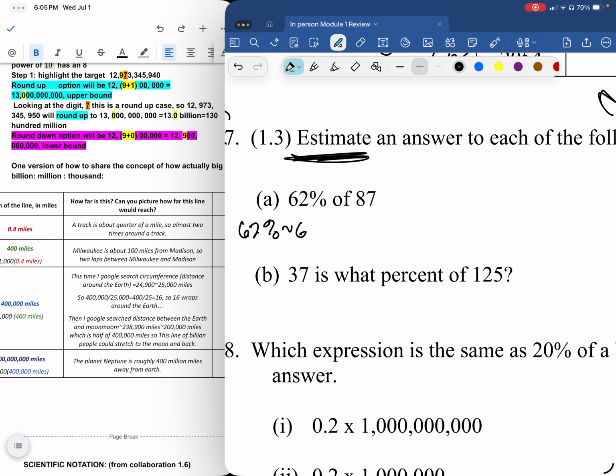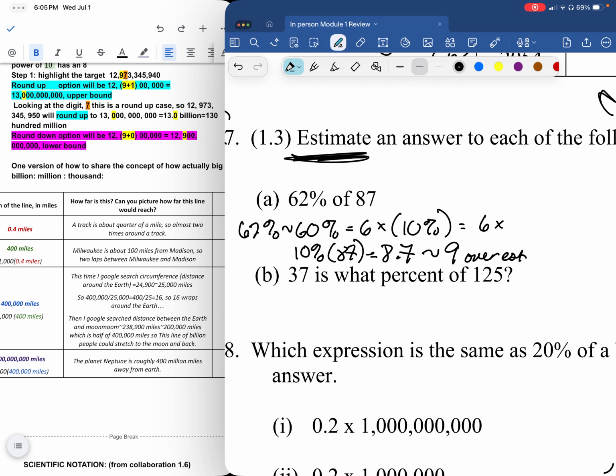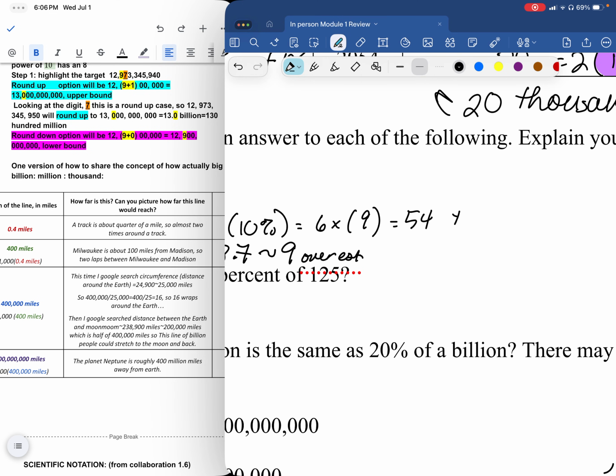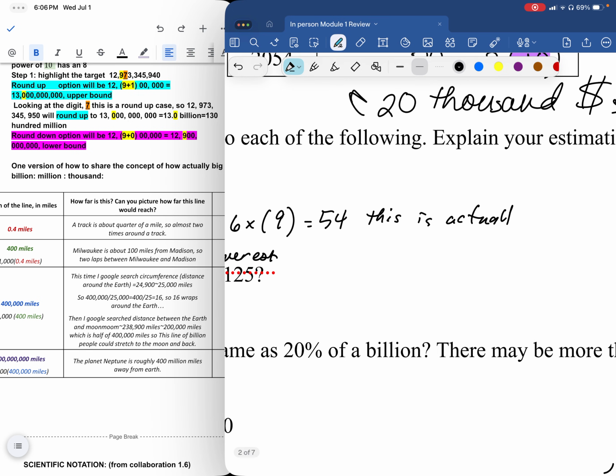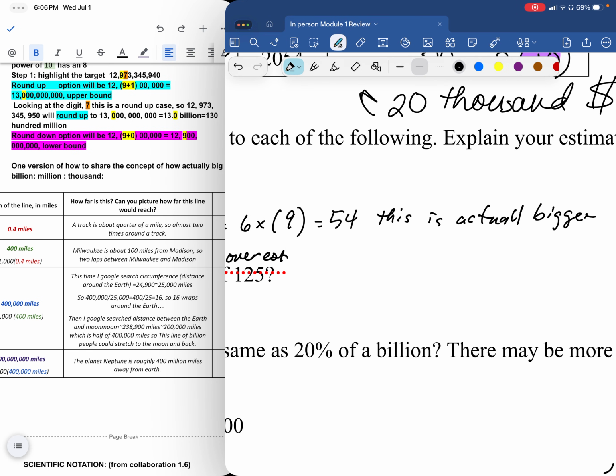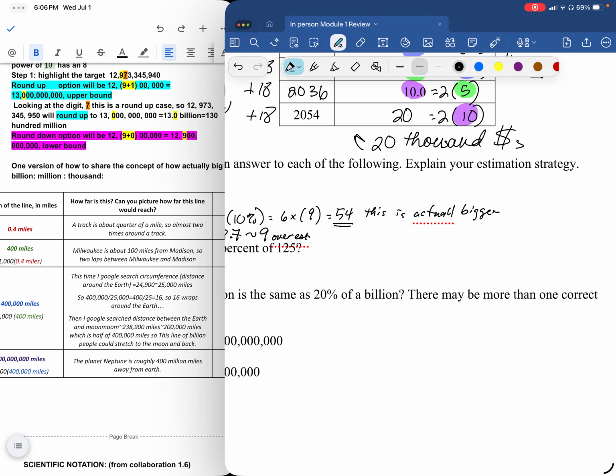62% is about 60%, which is equal to 6 times 10%. 10% of 87 is equal to 8.7, which is about 9. And this, I might note, is an overestimate. So I have to do 6 times 9, which is equal to 54. So this is actually bigger. So, I mean, 54 is okay. At that point, you can stop, but like, you're like, well, subtract a little bit. So I might just say 52.